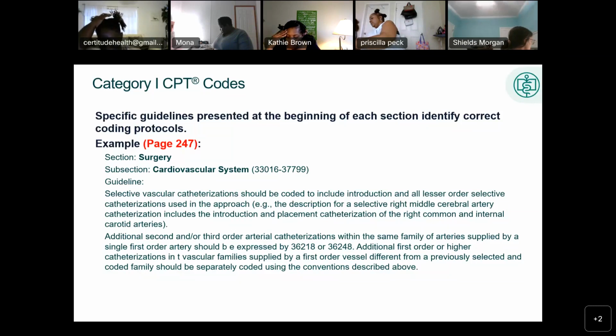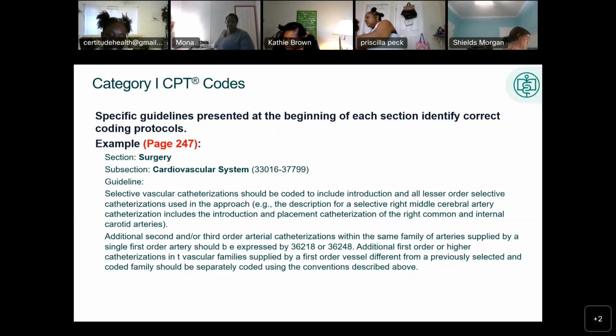Notice that on page 247, at the top, it has the same layout as what we just looked at on previous pages in the integumentary system. But this time we're still in the surgery section, and the organ system is cardiovascular. The codes start with the number 3, and on this particular page they range from 33016 through 33130. So 33016 is the first code on this page, and 33130 is the last code on this page.